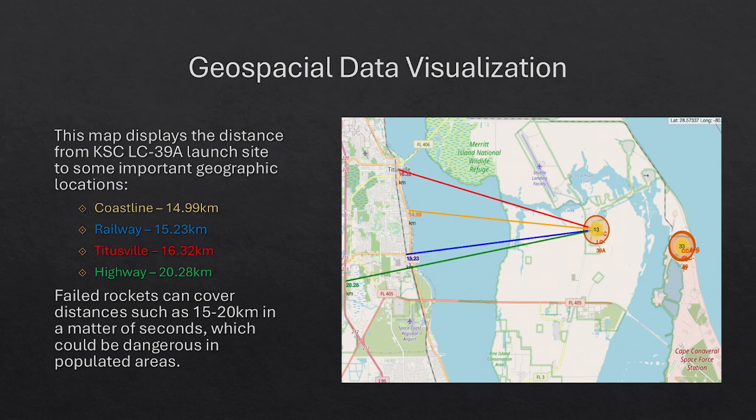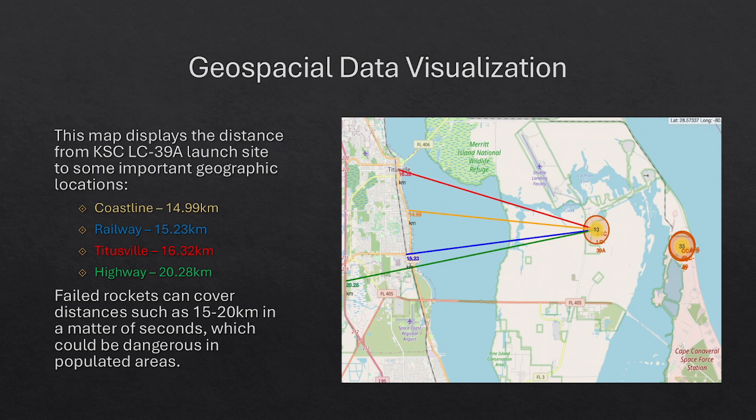Now, as I mentioned before, I was curious, how close are these launch sites to different landmarks? It turns out they're pretty close. This KSC LC39A launch site in particular is less than 20 kilometers from some pretty important geographical locations like a coastline, Titusville, a city, a railway, a highway. And this is significant because these rockets travel extremely fast. And if something went awry, they can cover distances like 15 to 20 kilometers in a matter of seconds.